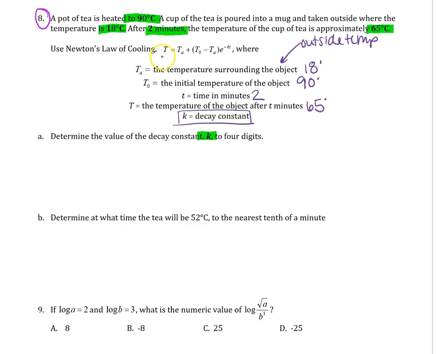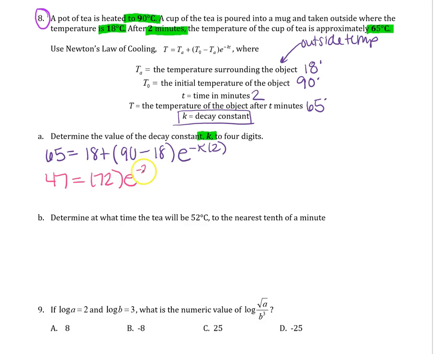So I'm going to plug all this information into this formula. So again, T is 65, T of A is 18, T of 0 is 90, T of A is 18, e to the negative k, and t is 2. Or little t is 2. Okay, so now we just got to clean this up a little bit. So I'll subtract the 18, which will give me 47. And 90 minus 18 is 72.